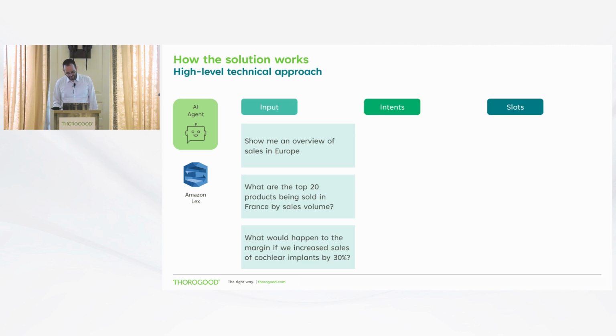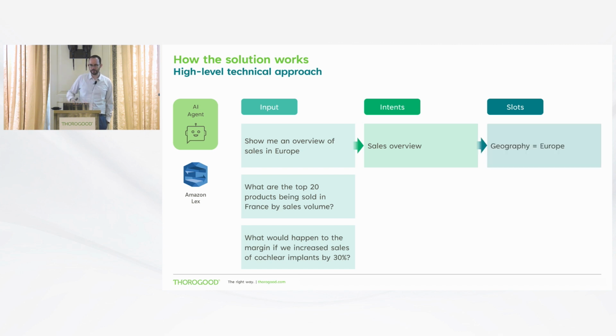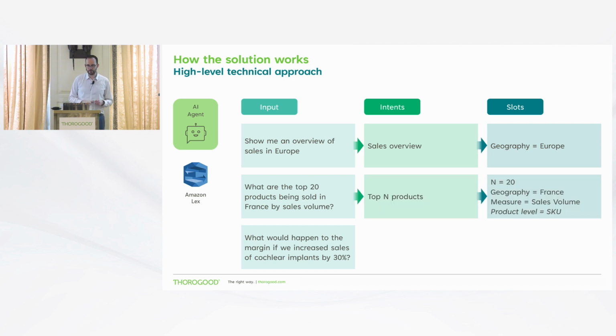How is it doing that? From our input question, I'll take the example, show me an overview of sales in Europe. We then match that to one of a list of intents that we pre-specified, called intents within the tool. So in this case, it might go to sales overview. Each of those intents has a set of what are called slots. Think of those as parameters to a function or whatever, if that helps. So in this case, it's picking up Europe as the geography, or I could specify other countries or other regions, and that will change the response that comes back.